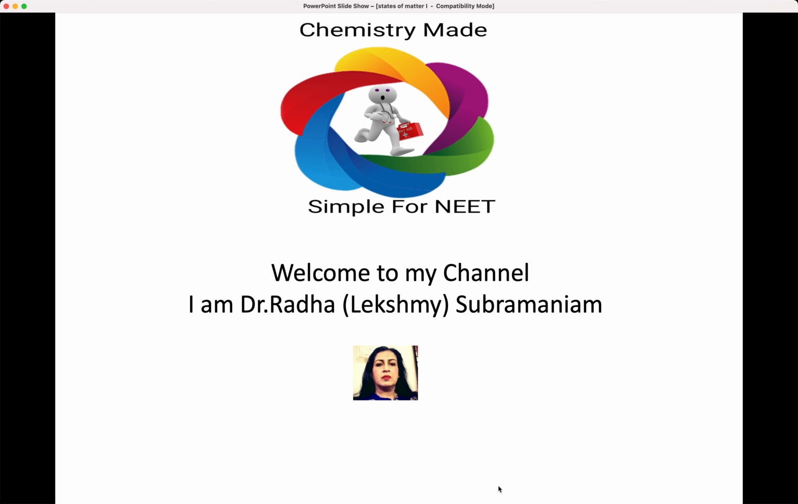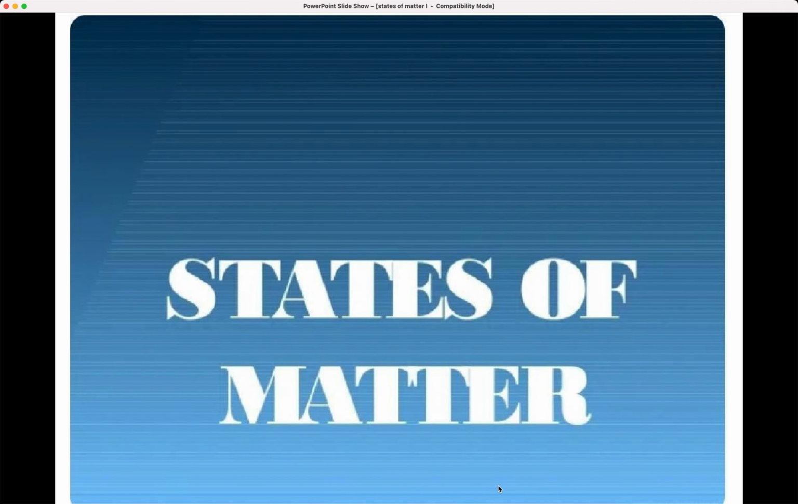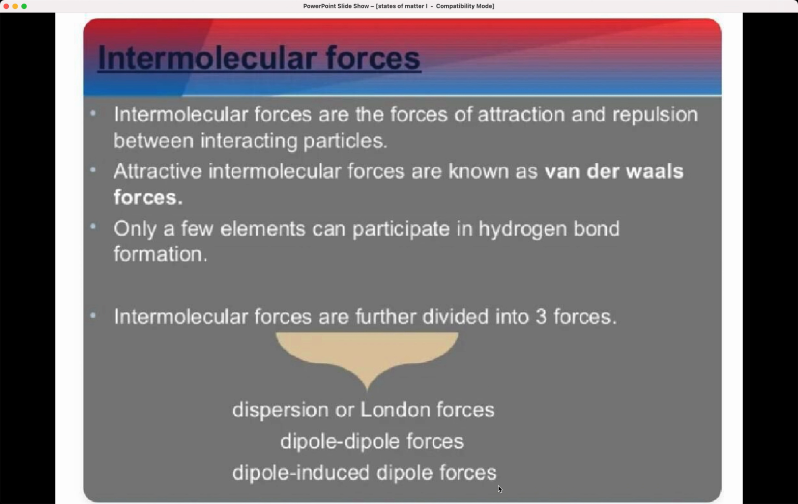So with that, I'll be moving on to the session for today, states of matter. This is a very easy chapter and we'll be briefly going through the important concepts of this lesson. First we'll start with intermolecular forces. What are intermolecular forces? These are forces of attraction and repulsion between interacting particles. So the forces can be either attraction or repulsion. Attractive forces are known as van der Waals forces, and very few elements can participate in hydrogen bond formation. We can divide intermolecular forces into 3 parts: first is dispersion or London forces, second is dipole-dipole forces, and third is dipole-induced dipole forces. So these are the 3 classifications of intermolecular forces.